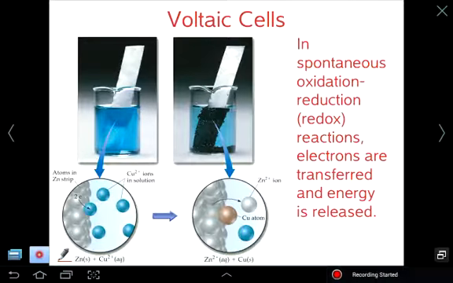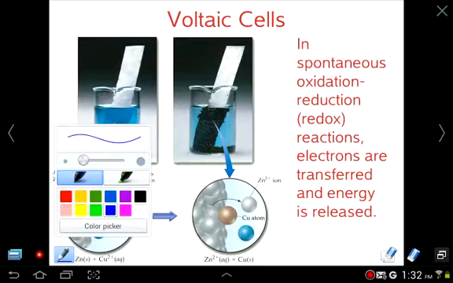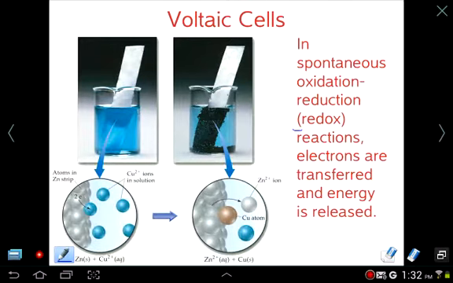Chapter 20, Lesson 3. In this lesson, we will talk about something called voltaic cells. In this chapter, we've been discussing a special class of reactions called redox reactions. And recall, this means reduction and oxidation happening together. And in this case, we have electrons being transferred from the oxidation side to the reduction side. So we're talking about transfer of electrons.